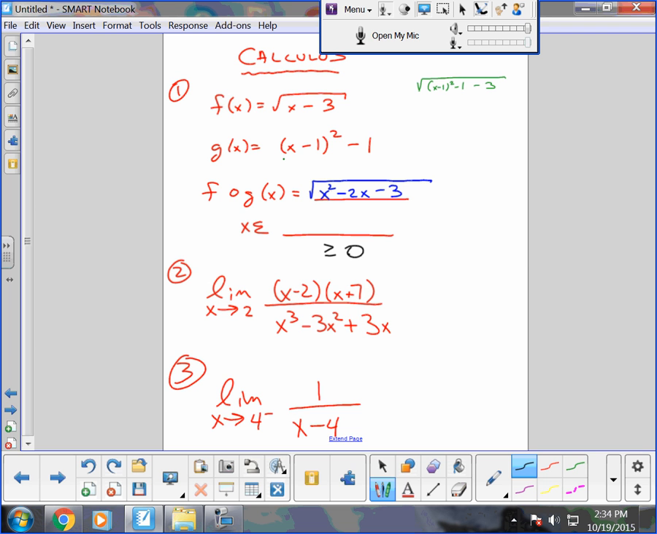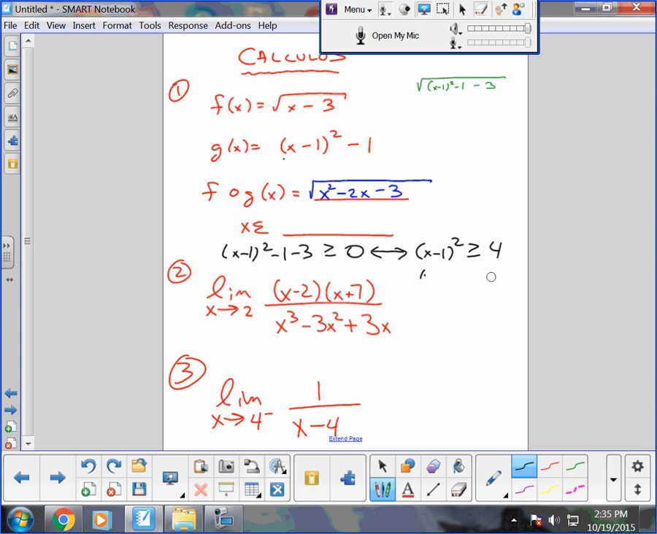You guys agree the green underneath the radical is x minus 1 squared minus 1 minus 3? So I can write this as x minus 1 squared is greater than or equal to 4. Take the square root of both sides. And we know when we take the square root of something like this, we get the positive case and we get the negative case, right? So it's plus or minus 2.